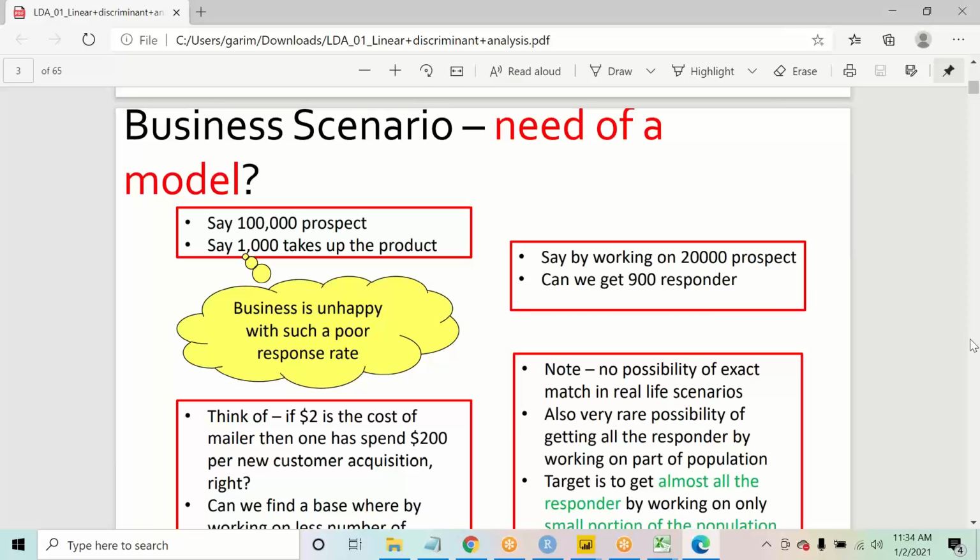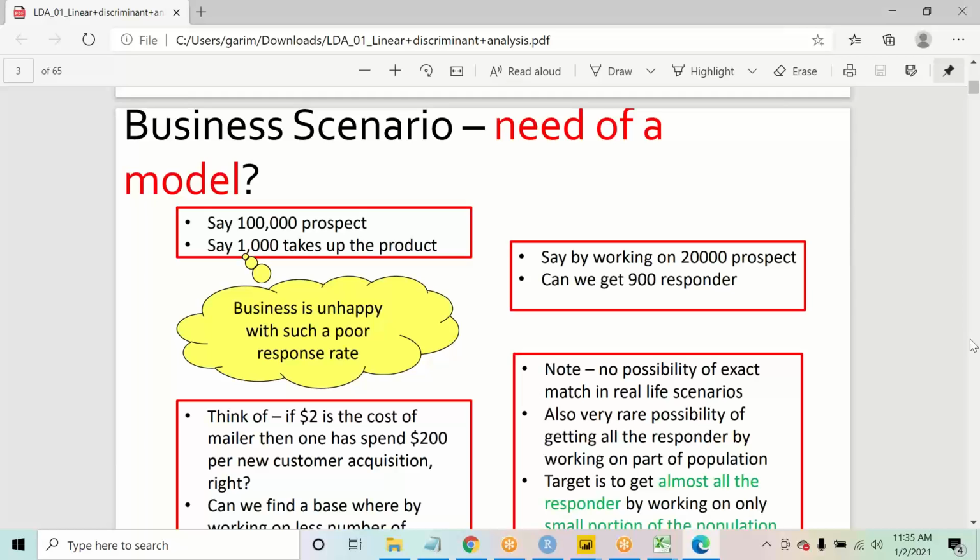But what is different? How is it different from logistic regression, and how is it different from decision trees? We will discuss that in a little while. So let's try to understand a small business scenario, a small example.